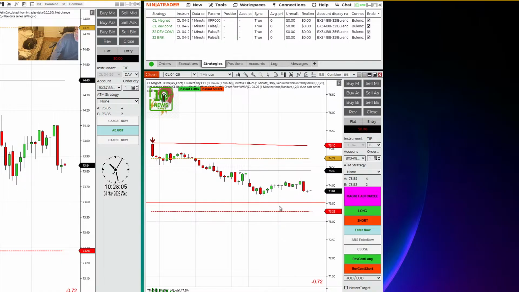So I think it's possible that the report will push us into the low. That's the reason I'm willing to try the magnet in auto mode. Normally, I don't trade magnets in auto mode right at the news, but this particular news has not been so crazy volatile, you know?